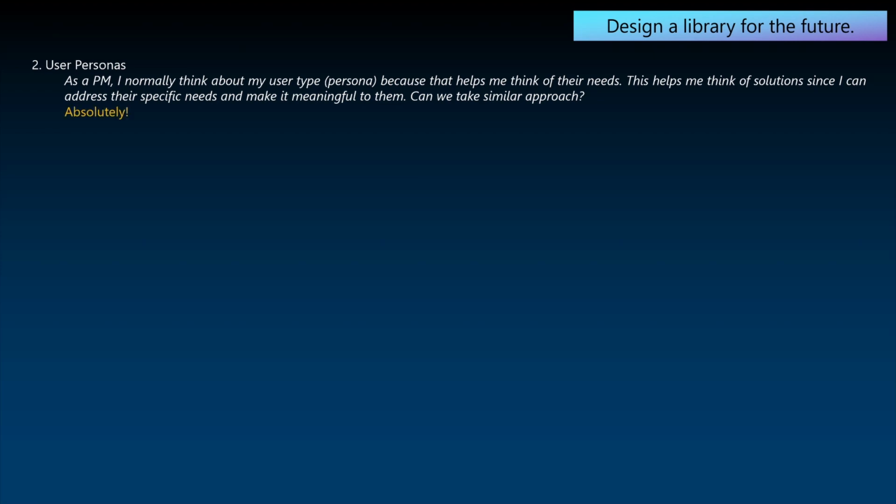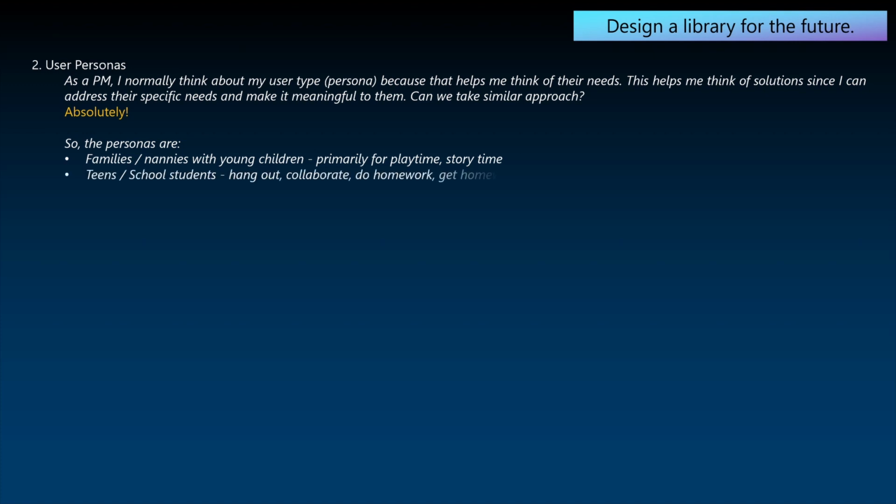So this is where I'll go ahead and list out different personas. So the various personas are: 1. Families or nannies with young children for whom the library is primarily meant for playtime or story time. Second is teens or school students for whom the library is a place to hang out, a place to collaborate, to do their homework, to get help with their homework.